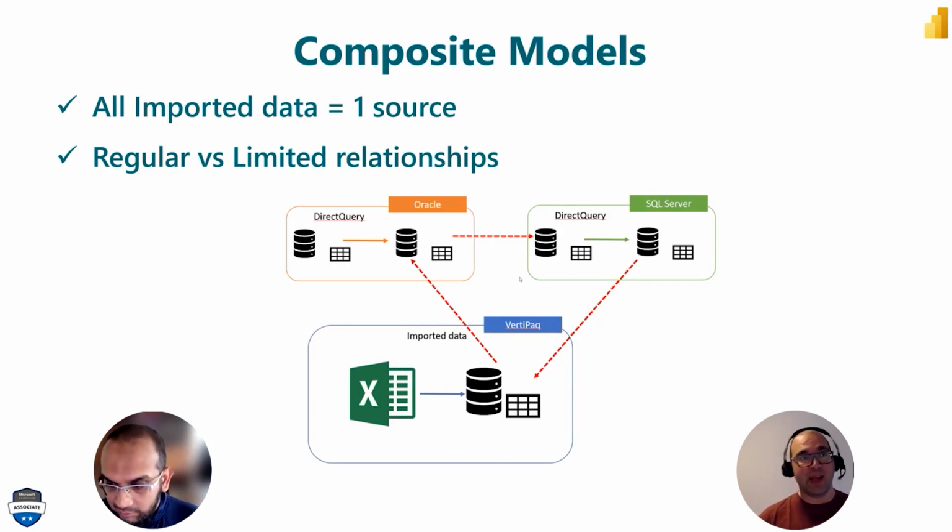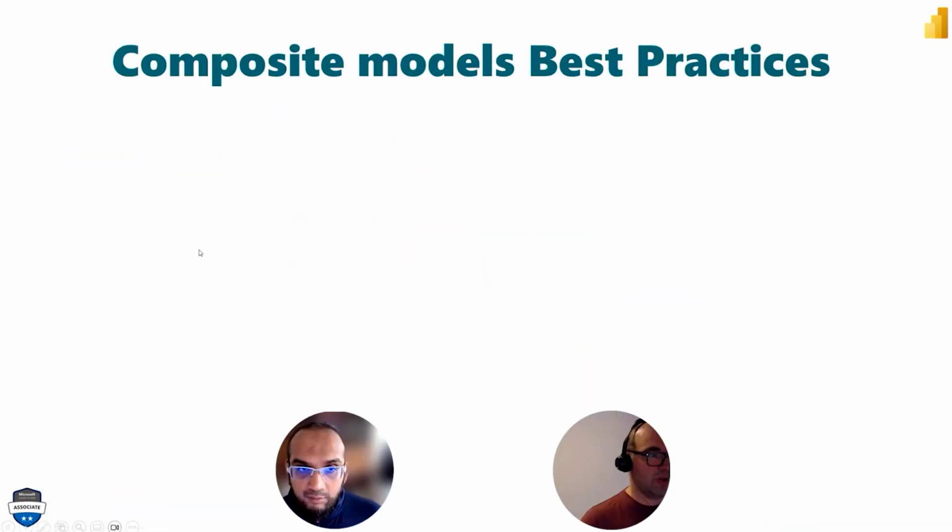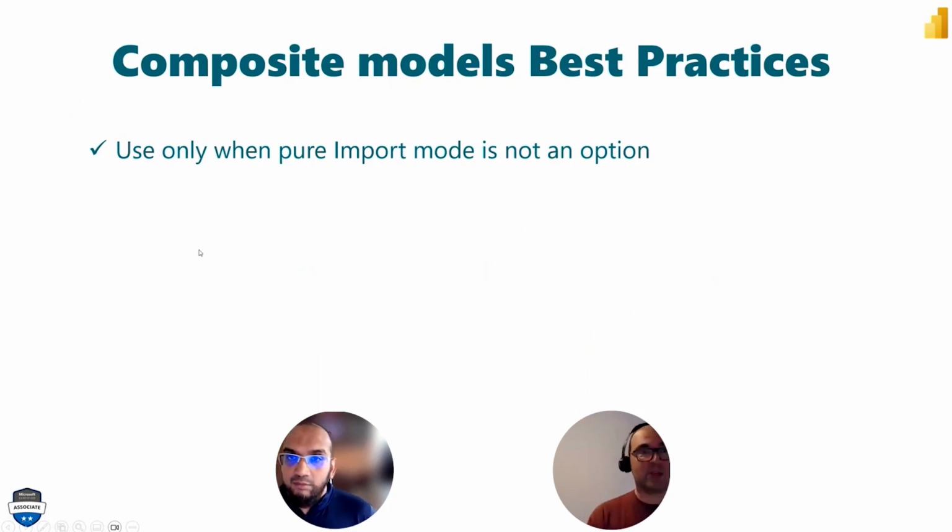And the main implication of using composite models is that you have different types of relationships: regular and limited relationships. Whenever you combine data from different islands, let's call it that way, you will have limited relationships. As their name suggests, they come with a lot of limitations, but of course we don't have time today to discuss this. But essentially what you want to have, and what is considered a recommendation, is that you use regular relationships in your semantic model. So what are the best practices when it comes to composite models? First, use them only when pure import mode is not an option.